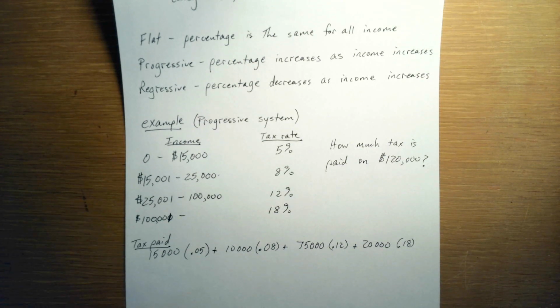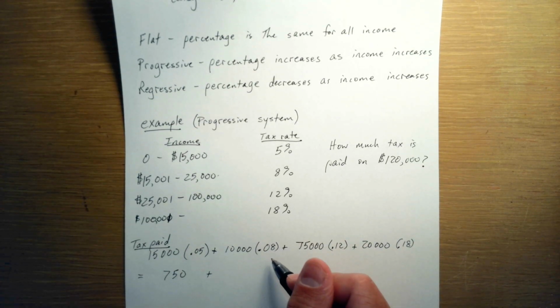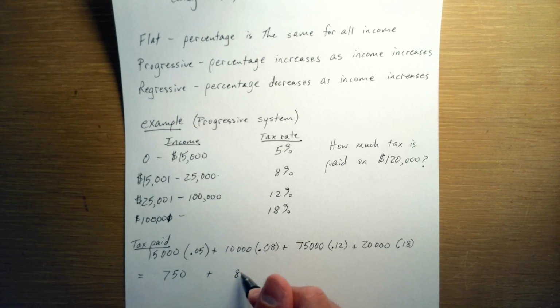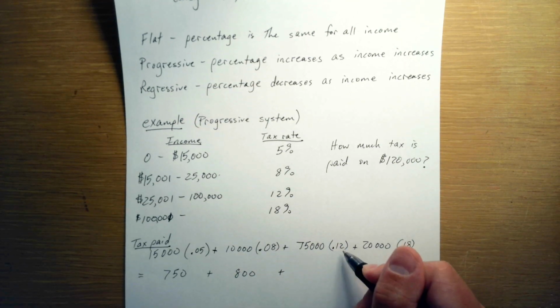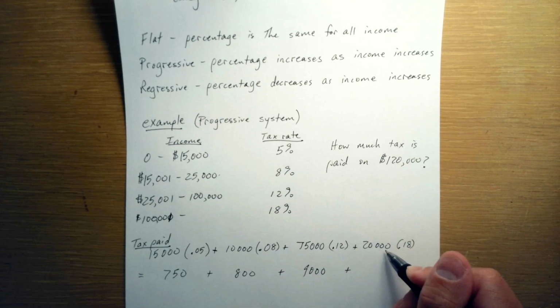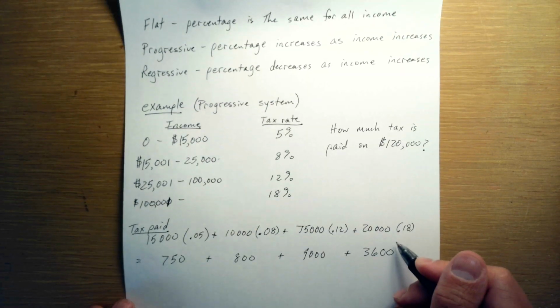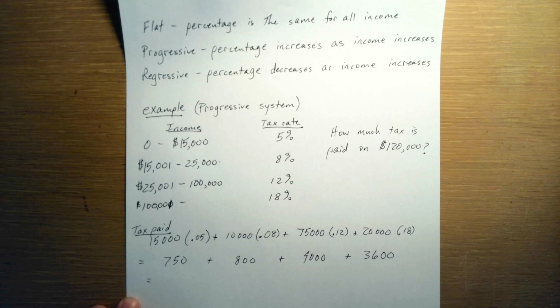And now all that's left to do is add all this up. So computing these numbers, we get 15,000 times 0.05 is 750. 10,000 times 8% is 800. 12% of 75,000 is 9,000. And 18% of 20,000 is 3,600. So in the end, what we get when we add all this up is $14,150.